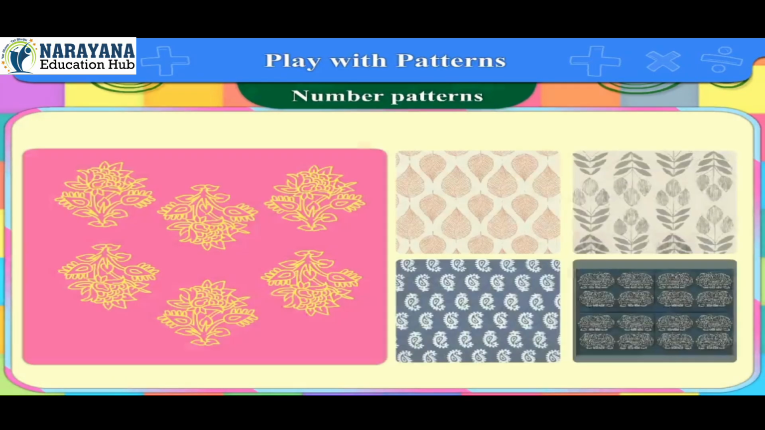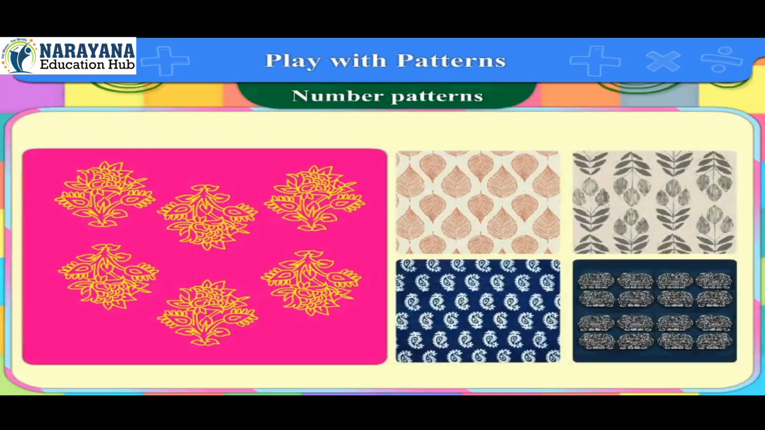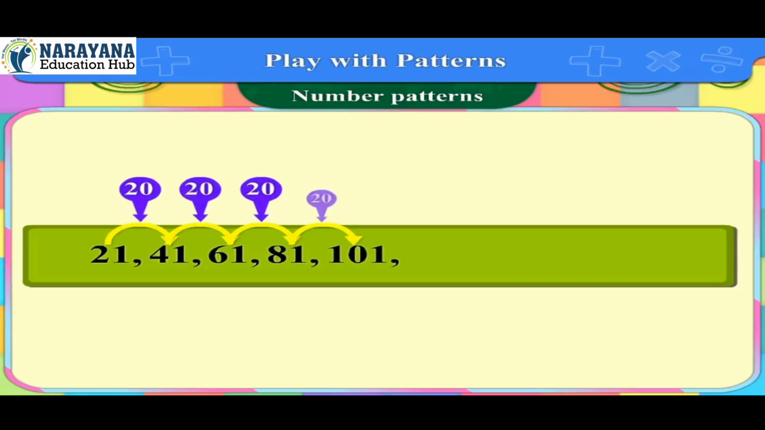Number patterns. We have made some patterns with pictures. We can make patterns with numbers too. For example, 21, 41, 61, 81, 101. You know the next number, don't you? Here the difference between two consecutive numbers is 20. Hence, after 101, we get 121, 141, 161, etc.